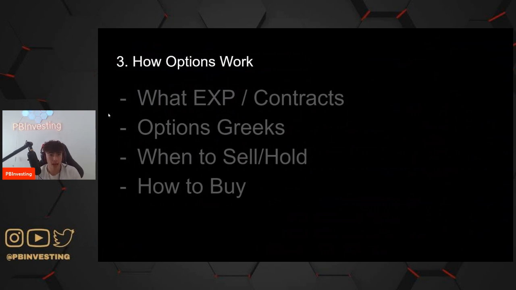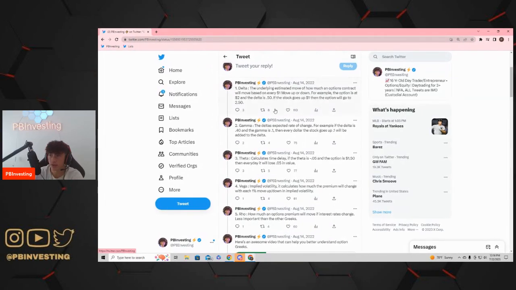Next, options Greeks. They really depend on whether you're swinging or not. If you're swinging, then yeah, you need to know your options Greeks. And I'd say the most important options Greeks, which I'm going to go over right here, are delta, gamma, and theta. Here we go, guys.